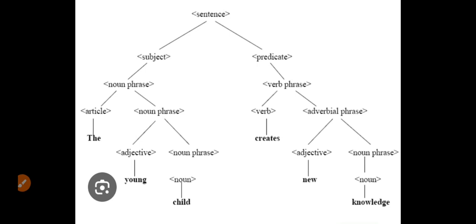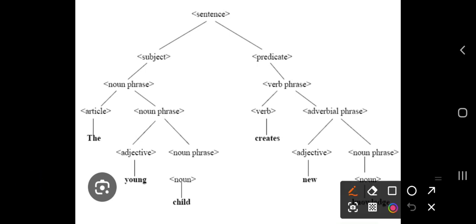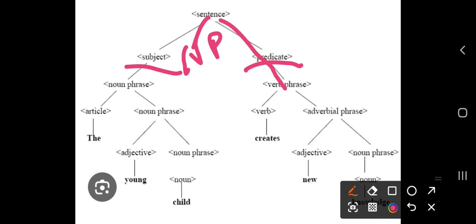So that's a sentence, and the sentence is divided into subject and predicate. Now the subject is divided into noun phrase. So noun phrase, then article the, and then another noun phrase. So this way also we can do. That's a noun phrase. Directly you can write here noun phrase, and here you can write directly verb phrase. This way can also be done.